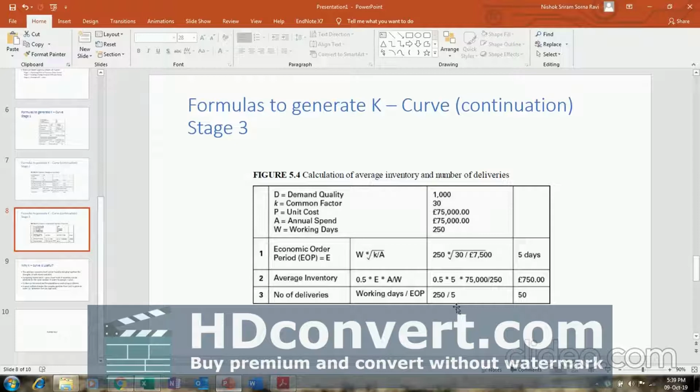So in order to find an average inventory, the formula is 0.5 multiplied with E, E is nothing but the economic order period, multiplied by A, which is the annual spend, divided by number of working days. For number of deliveries, it is working days divided by EOP. So we can look at our example.